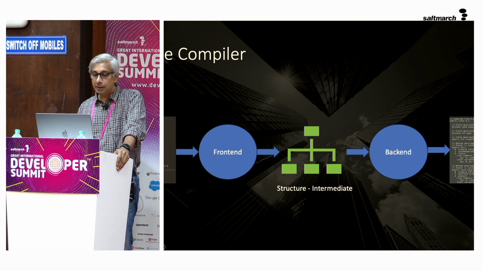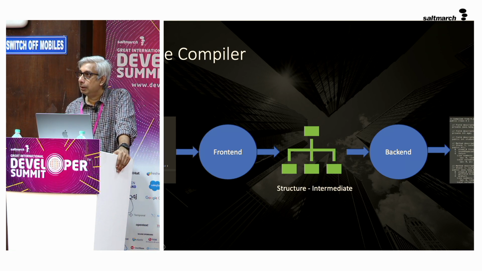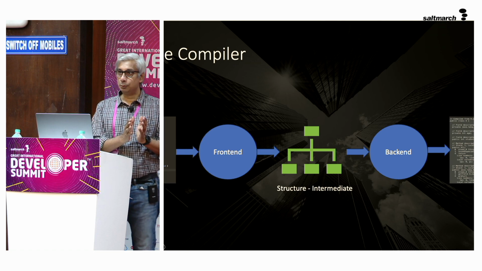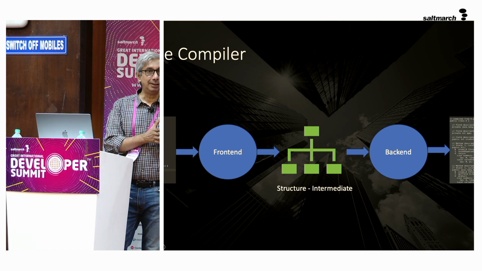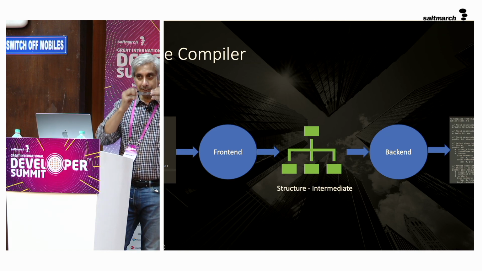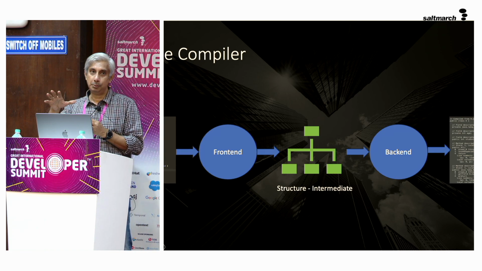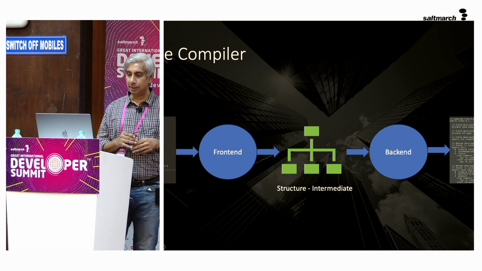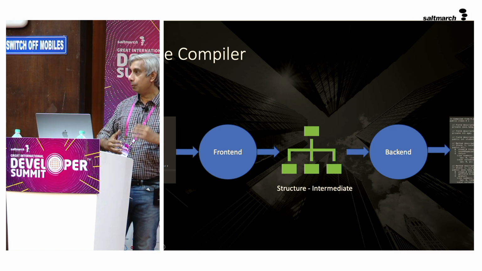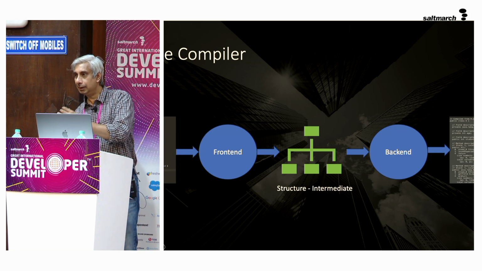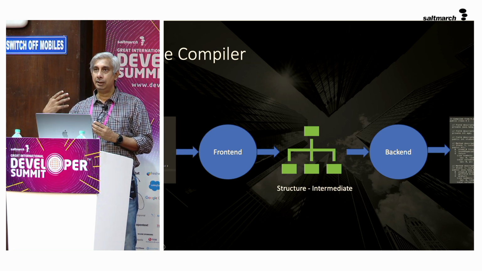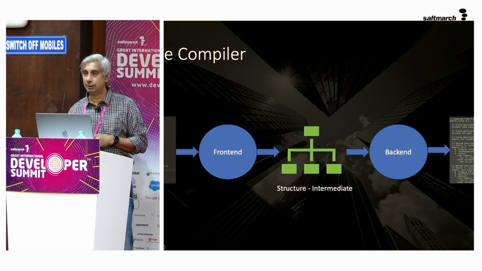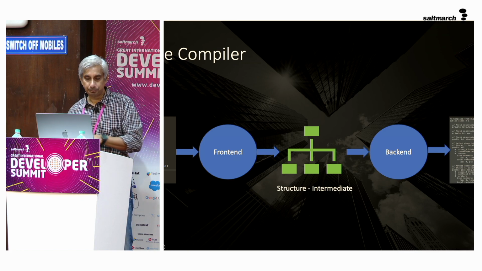And when I talk about compiler, we take the source code. What is source code? It's essentially a text, right? It doesn't have any structure. The first thing the compiler would do is to get a structure out of it. And that structure is represented in a tree called abstract syntax tree, or AST. That's the intermediate format. Now, once you have the intermediate format, then the backend kicks in, and then it does a lot of stuff and generates the code.